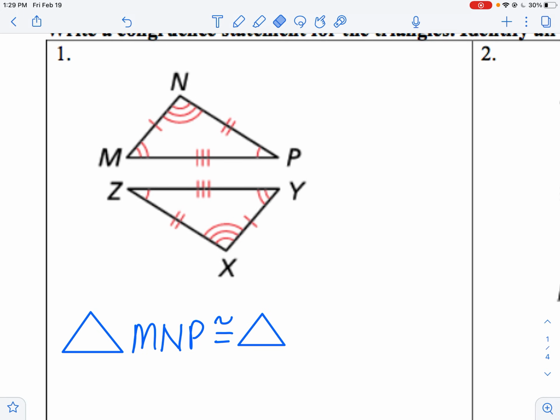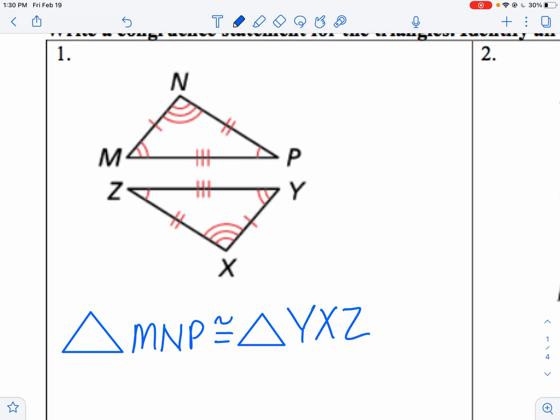Okay, I'm going to skip down to number 1 here. I've got M and P, and if I was going to write my congruence statement, M has 2 marks. That goes with Y. N has 3 marks. That goes with X. And then, where is it? P has 1 mark. That goes with Z.